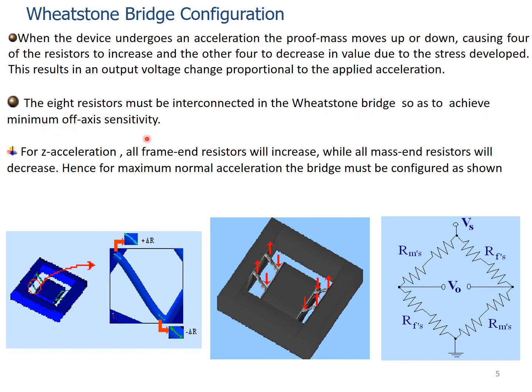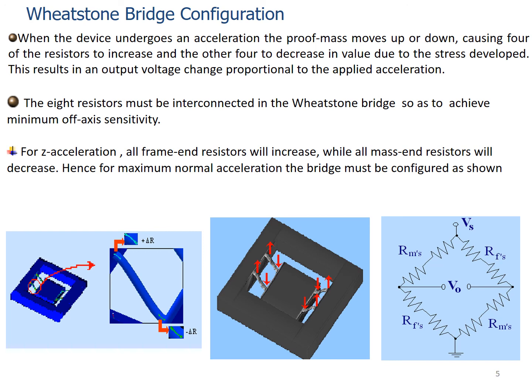So what do we mean by off-axis sensitivity? There are basically 2 types of sensitivity. One is the main or primary sensitivity. Suppose in this case, from the vertical side we are applying the acceleration or the force. That we typically consider as the z-axis. Right. So the z-axis is my target. So the z-axis is my primary axis, or what we call the sensing axis.